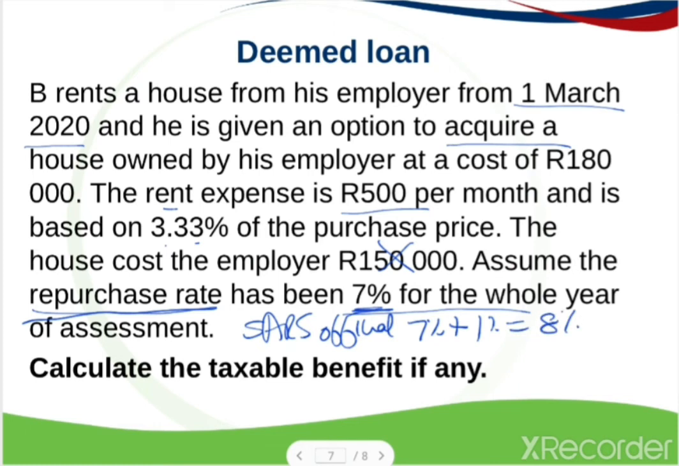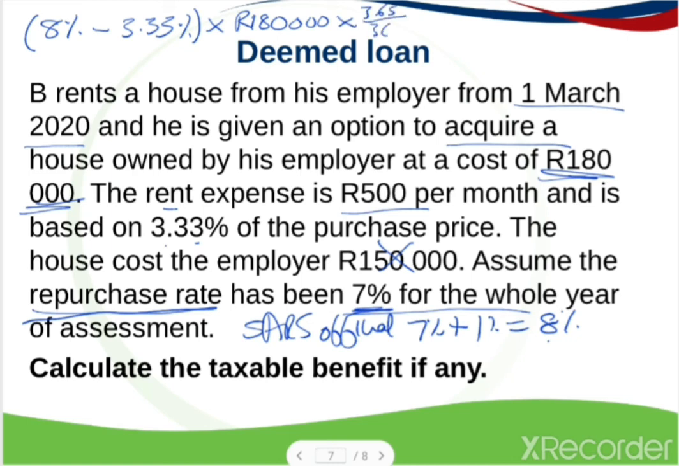Then the value of the fringe benefit will be the difference between that SARS official rate of 8% minus the 3.33%, multiplied by the agreed price that he's going to acquire this property for in future of 180,000, and then multiplied by 365 over 365 because he was enjoying this benefit for the full year of assessment. So the fringe benefit here would be valued at 8,400. You'll see I've used the rate here on the rental.